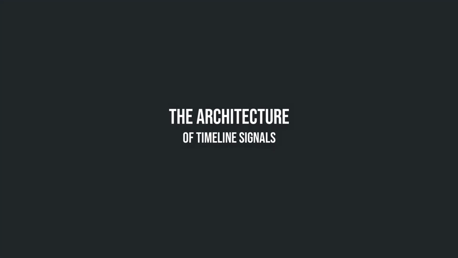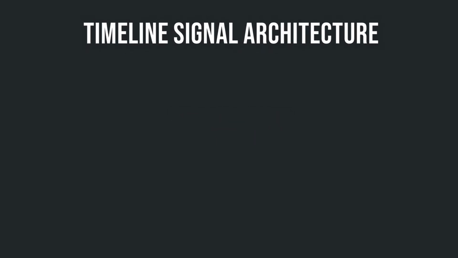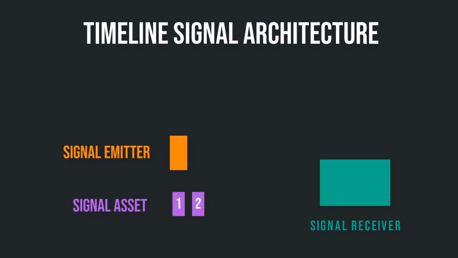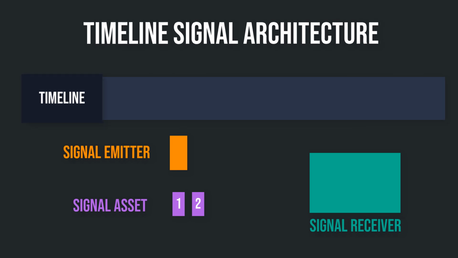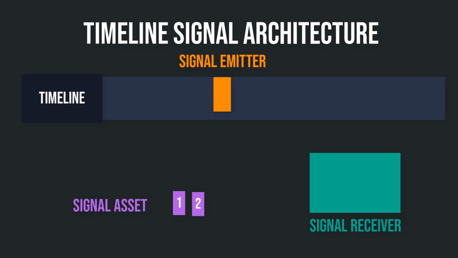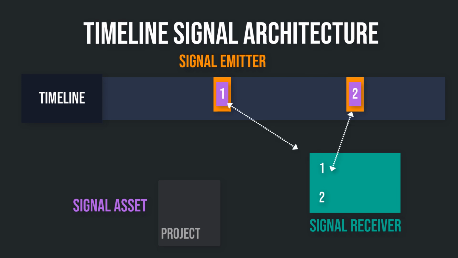The architecture of timeline signals. Before we continue with the practical example, I want you to understand the architecture of timeline signals. It's important to know the different components, because with that knowledge, you're able to organize your project correctly. Okay, a signal consists of three parts: a signal emitter, a signal asset, and a signal receiver. A signal emitter is placed on the timeline as a marker and is assigned with a signal asset. As the name indicates, a signal asset is a project-wide object. You can use the same signal asset in different timelines at the same time. A signal asset stores absolutely no data and only acts as a link between an emitter and a receiver.